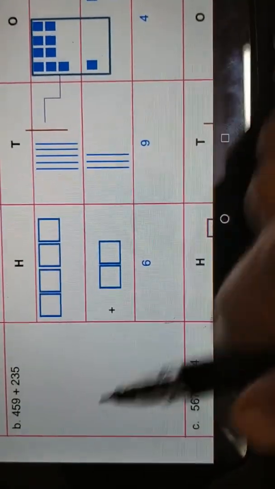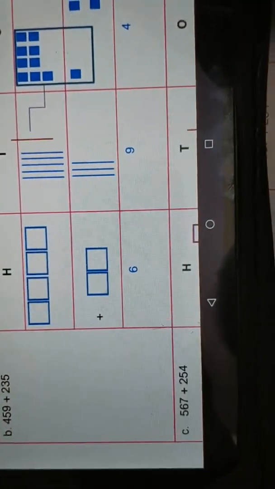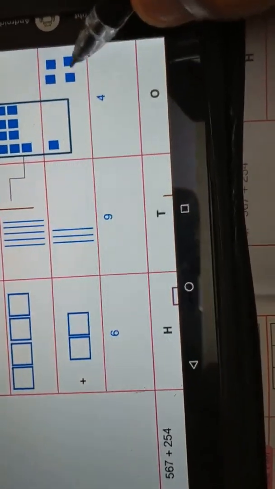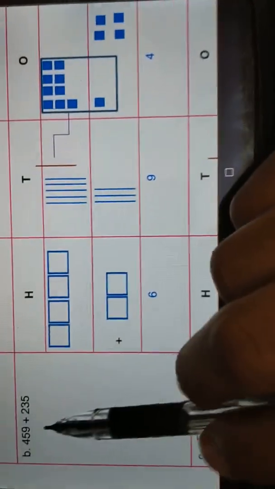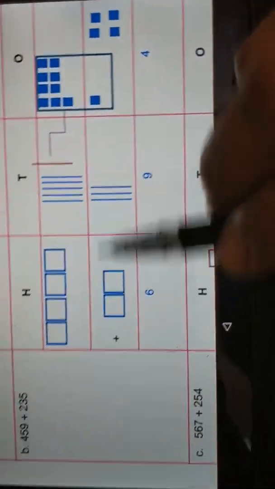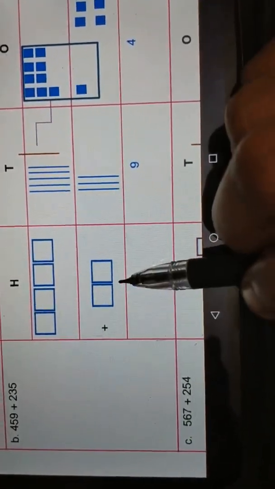After that, students, 235 is there, so we have to draw the 5 boxes: 1, 2, 3, 4 and 5. 3 is there, so we have to draw the 3 standing lines: 1, 2 and 3. Then 2 is there, so we have to draw the 2 squares. We have to draw it here.